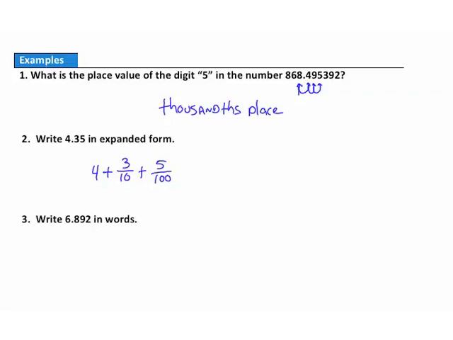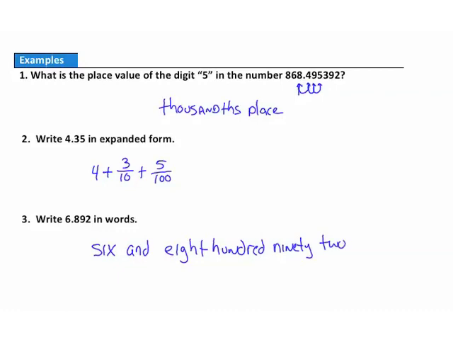Question 3. Write 6.892 in words. Okay, so we'll start with the whole number, 6. So in words, I'll just write that number. When I get to the decimal point, I use the word and. Now, to write the decimal part of this number, I'm going to write the number, 892. I start just by looking at the number and writing that number, disregarding the decimal places at this point.